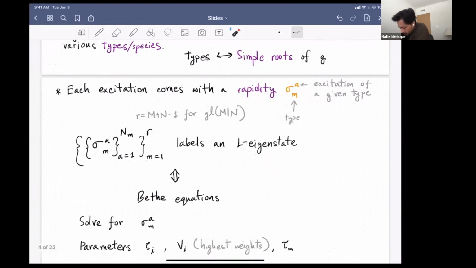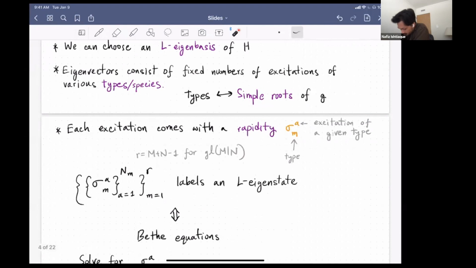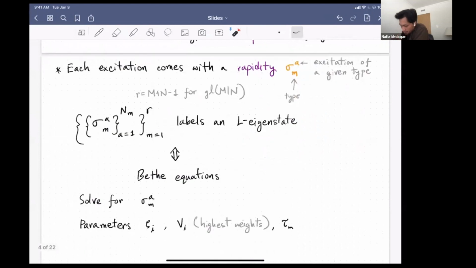So an eigenstate will be labeled by a bunch of rapidities. The index M goes from 1 to R, where R is the rank of the algebra, or the number of simple roots. And the other index enumerates the excitations of a given type. Now, a state will only be an eigenstate for certain values of sigma, not for all values. And the condition that a state be an eigenstate of the transfer matrix is that these variables satisfy a certain set of equations called the Bethe equations.